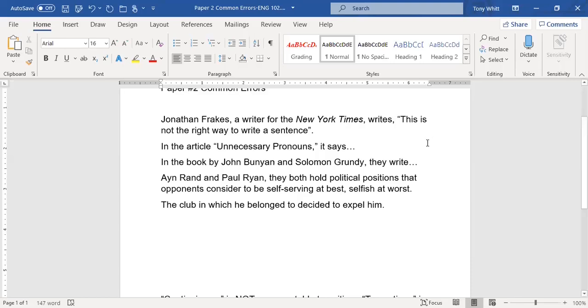And finally, the other difficulty that everyone is having, and I do mean everyone, because I marked this error probably more than any other error on paper number 2, is this. If you have a period at the end of a quotation, then it goes inside the quotation marks. However, if you are citing it and you have a page number, it goes after the citation.